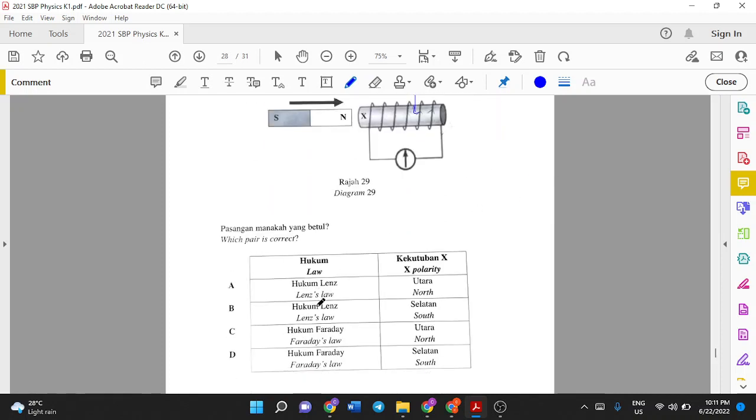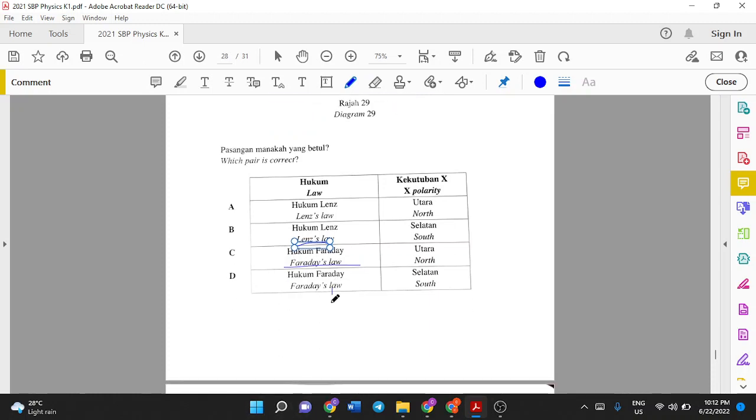So we learned two types of law in Form 5 chapter 4, electromagnetism. One is Lenz's law and another is Faraday's law. So what Faraday's law states is that the induced electromotive force, or the induced current, is directly proportional to the rate of change of magnetic flux. Alright, so our induced electromotive force is directly proportional to the rate of change of magnetic flux.